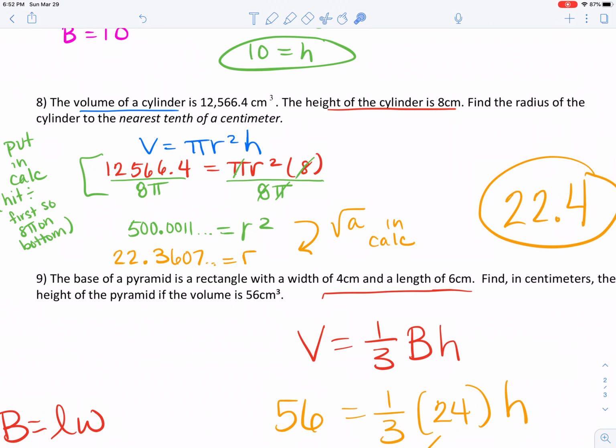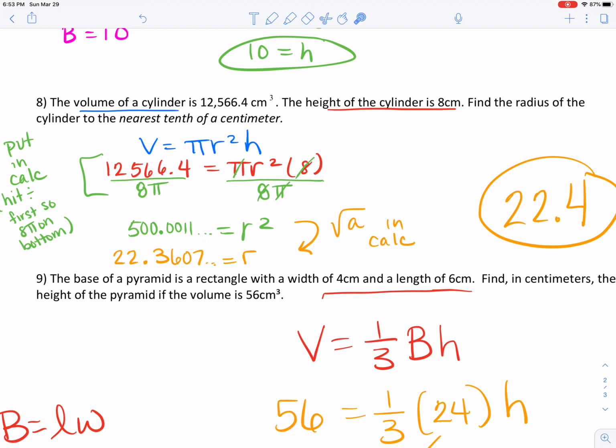Here, I could use the volume of a cylinder formula. I plugged in the volume of the cylinder formula. I plugged in the height. I left R in. I divided both sides by 8 pi. That got rid of the 8 and the pi to leave us just with the R squared on the right-hand side. On the left-hand side, when you divide the volume by 8 pi, this is what the calculator gave me.